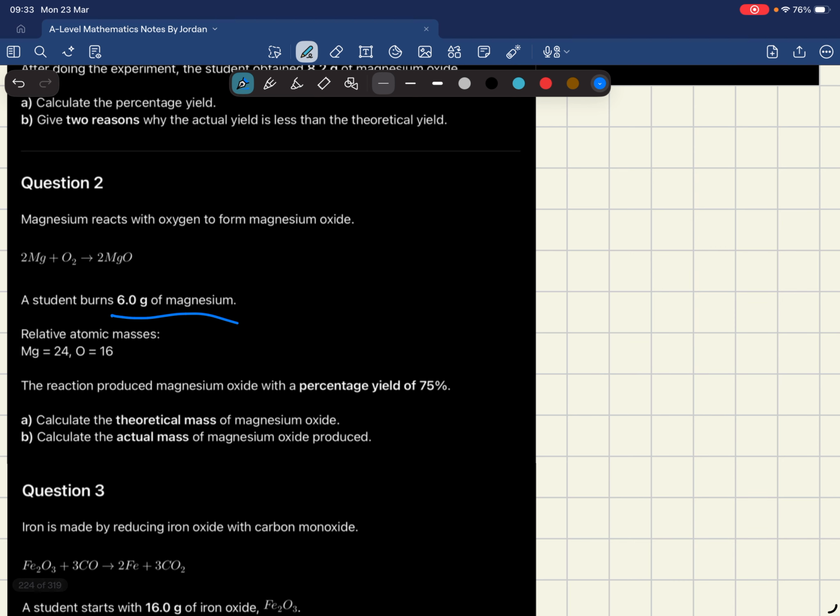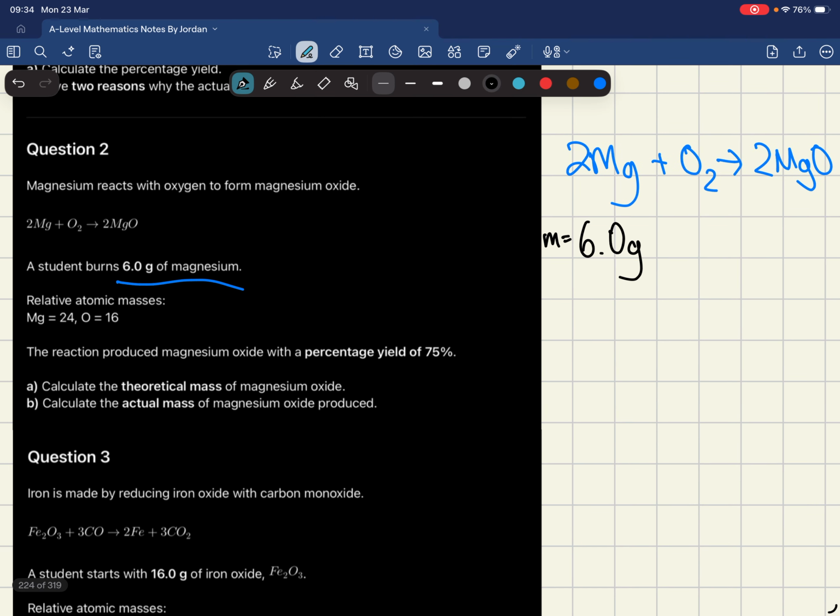First thing I'm going to do is just write the chemical reaction down. There we go. And it's saying a student burns 6 grams of magnesium. So if I write 6 grams here for my magnesium, that should say M for mass. Then what I've got is to work out my moles as well.